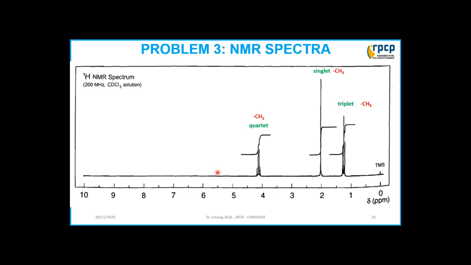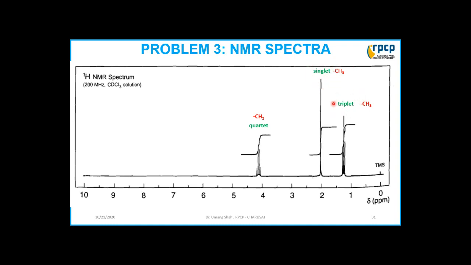Now in the NMR spectrum, we are getting three different peaks. One is a singlet, another is a triplet, and another is a quartet. Now, what does this singlet indicate? It means that at the neighboring position, no proton is available, so that's why it gives a singlet.